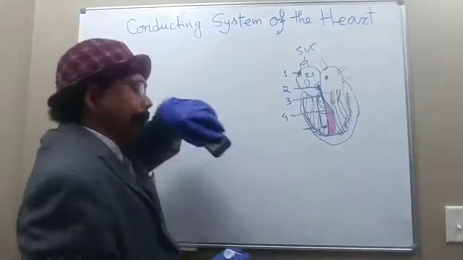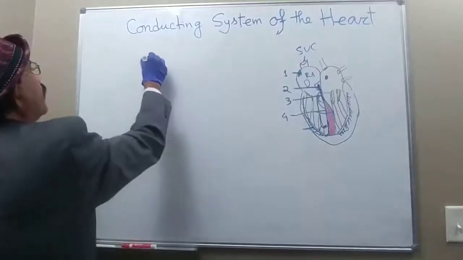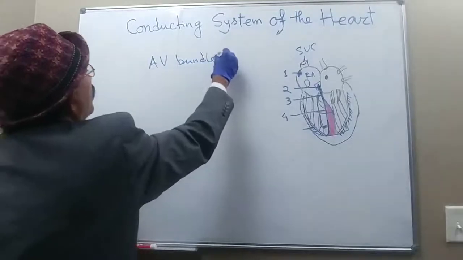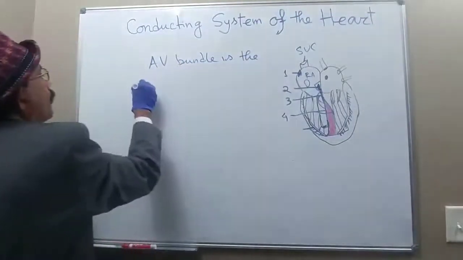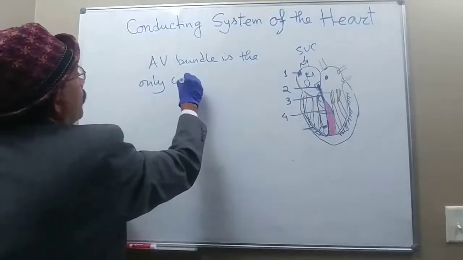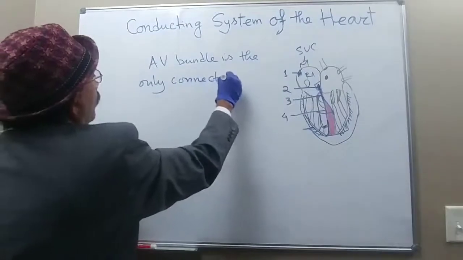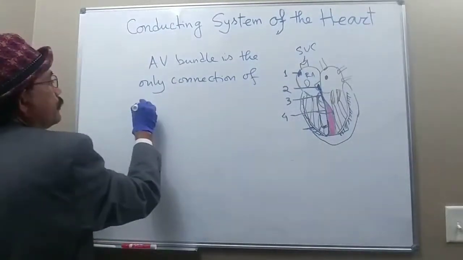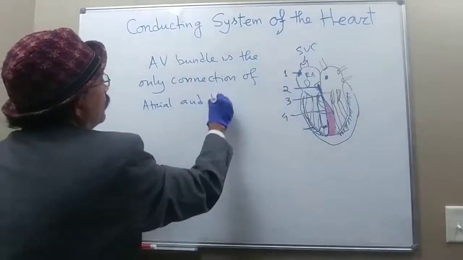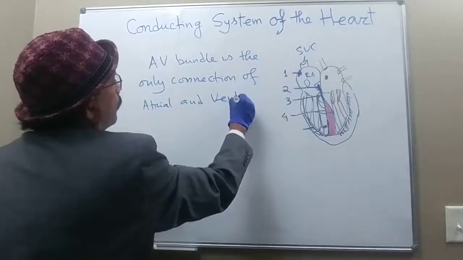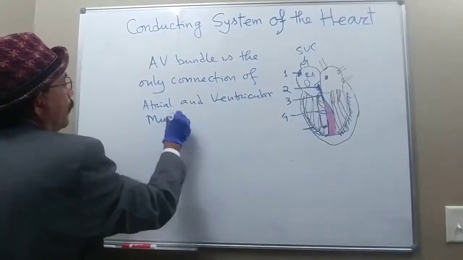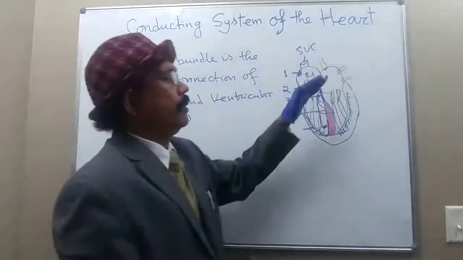Okay, components. We have to know that the AV bundle is the only connection of the atrial and ventricular muscles. So this is the only one connection.